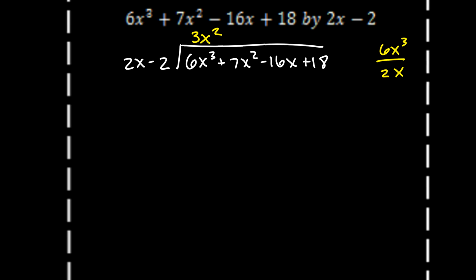Right? 6x cubed divided by 2x. You're subtracting the x's exponents, so you're left with x squared, and then you're dividing 6 by 2, and you get 3. So 3x squared. Okay, now what? Multiply. So 3x squared times 2x is 6x cubed. Okay, I know I'm doing it right. Then 3x squared times negative 2.